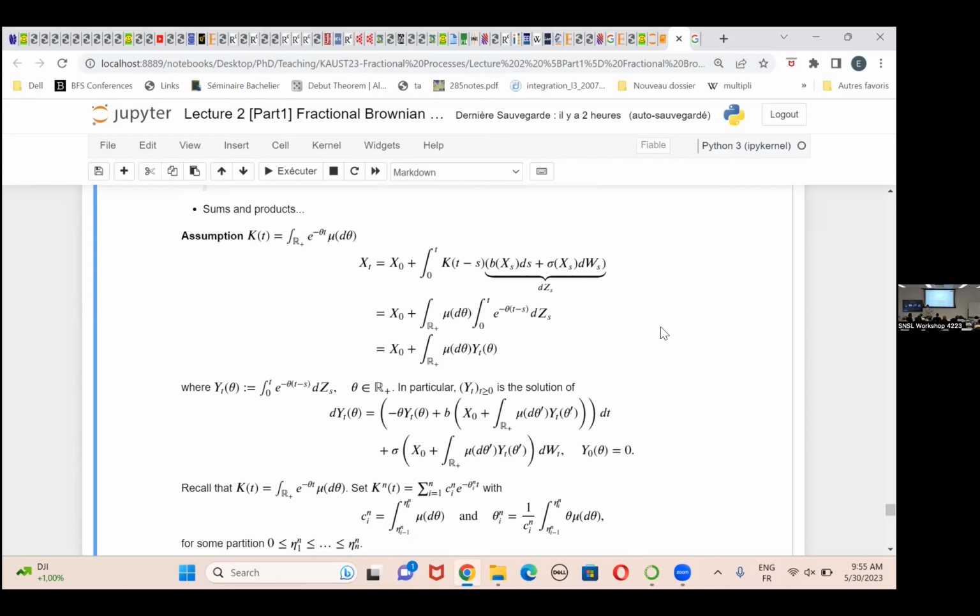So in practice, the solution is simply to approximate mu by a finite sum of Dirac, right? If I take n Dirac, this means that now I have to simulate a Markovian Ornstein-Uhlenbeck vector in n dimensions, okay?